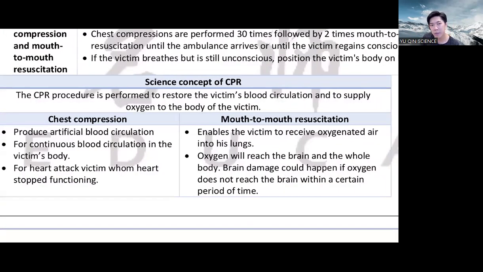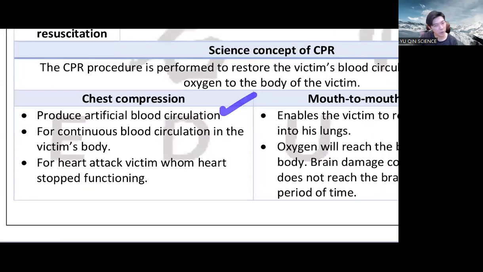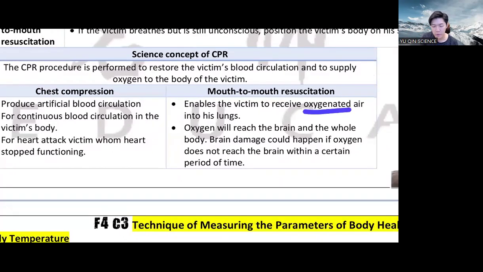Now, the science concept behind CPR. So there are two things we do. We do chest compression and mouth to mouth, right? So chest compression is basically to restore the blood circulation. Restore blood, because the heart is not pumping anymore. So if the heart is not pumping anymore, the blood doesn't flow. The blood has to be going around to supply oxygen. If the blood doesn't flow, then you won't get enough oxygen. So number one, that's to provide blood circulation. Number two, mouth to mouth is obviously to give oxygen. Supply oxygen to the lungs.